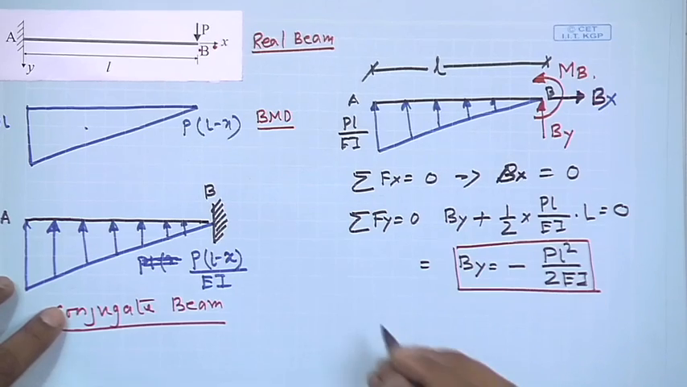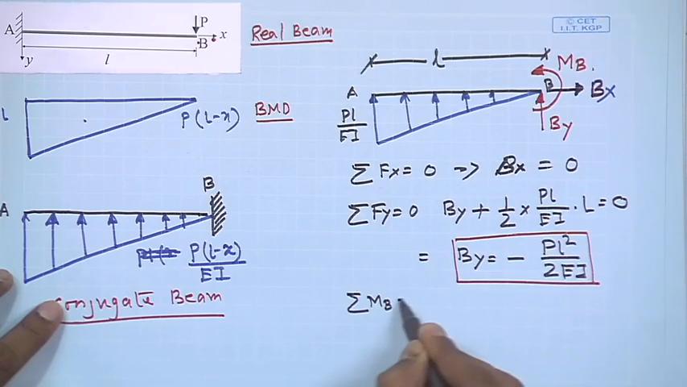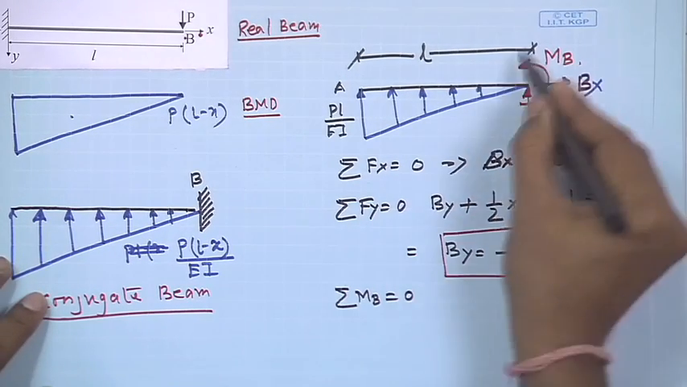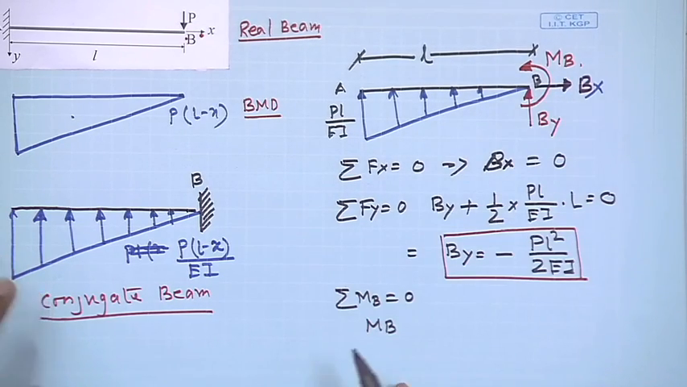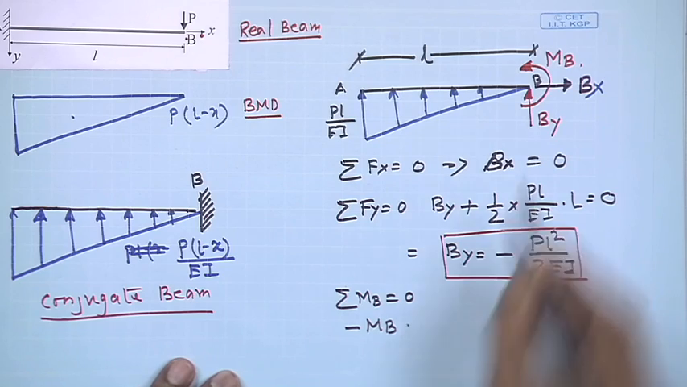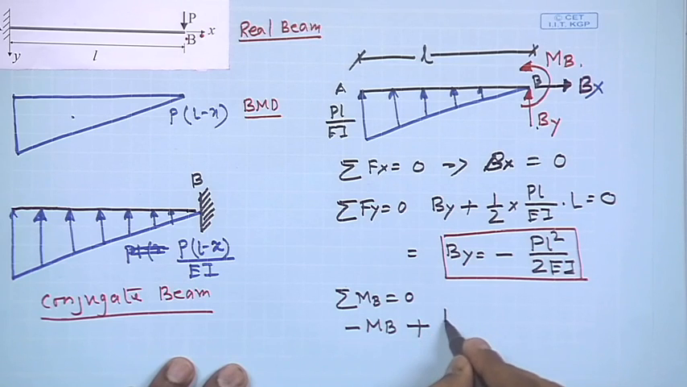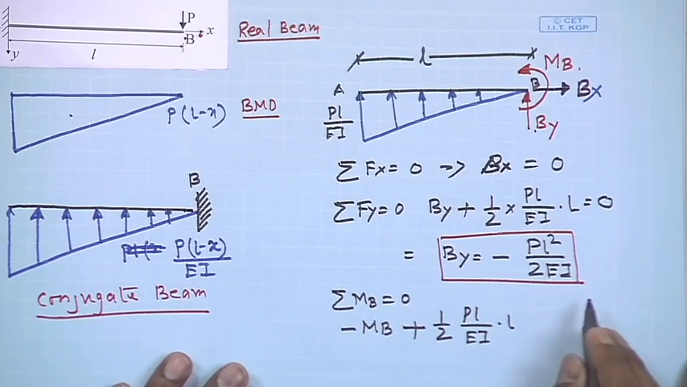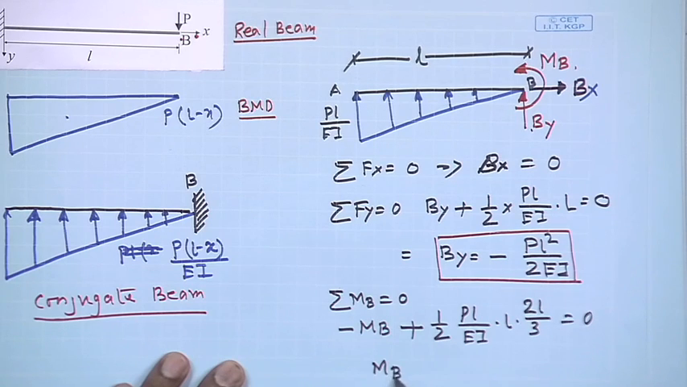Okay. Now, what is MB? Take summation of moments about B equal to 0, and MB is positive. So, MB is anti-clockwise, negative, and then this By will not contribute, and then plus this is clockwise, half PL by EI into L into 2L by 3, and MB is equal to PL cube by 3EI.